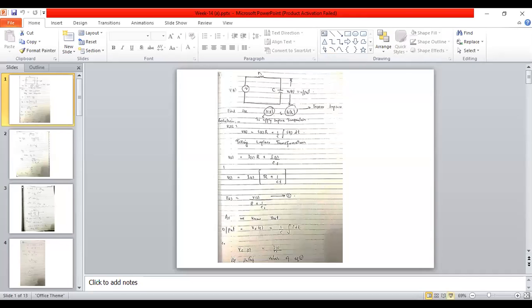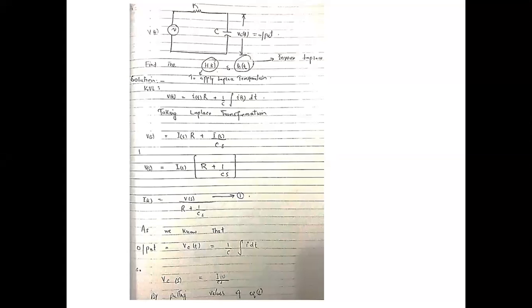Bismillahirrahmanirrahim. Electrical network analysis, and today we will study the Laplace transformation. First we will start with the RC circuit. Find the transfer function H of s using the Laplace transformation, and then h of t using inverse Laplace transformation.